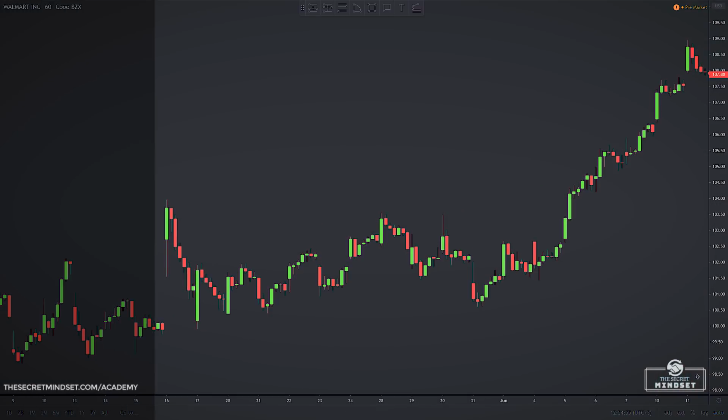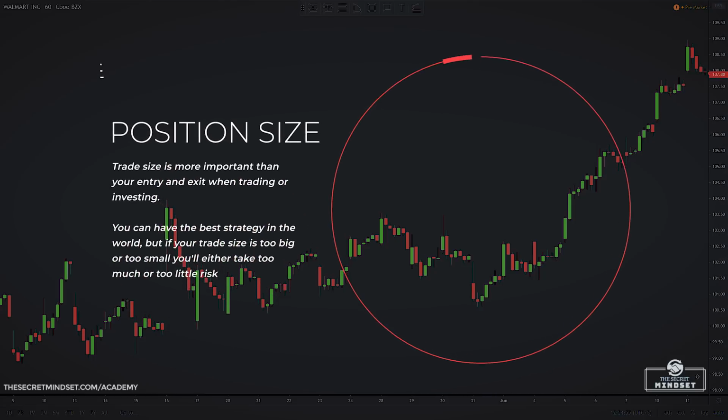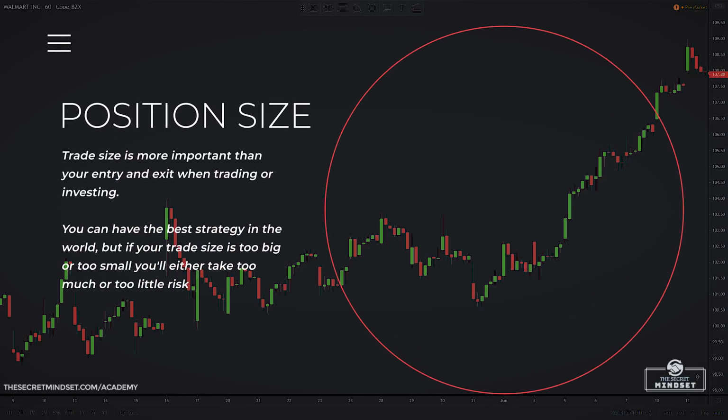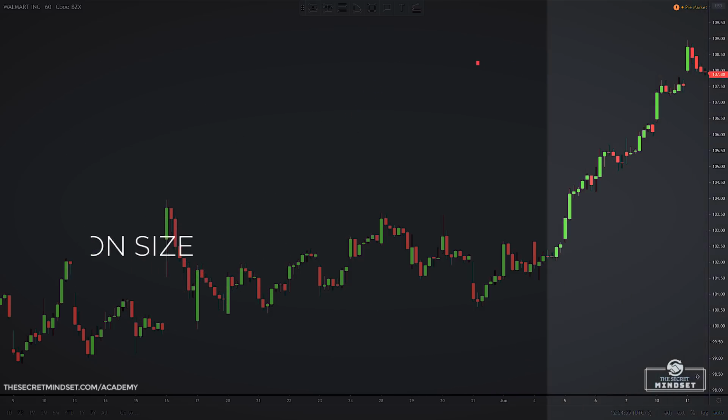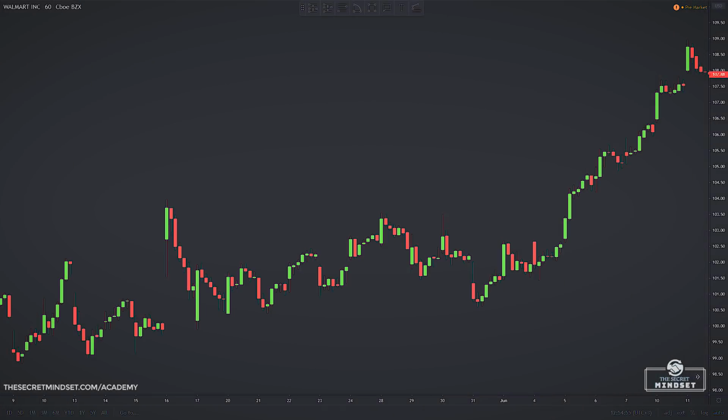Your position size, or trade size, is more important than your entry and exit when trading or investing. You can have the best strategy in the world, but if your trade size is too big or too small, you will either take too much or too little risk. So how do you prevent yourself from risking too much? How do you know the right quantity to buy or to sell when you initiate a position?